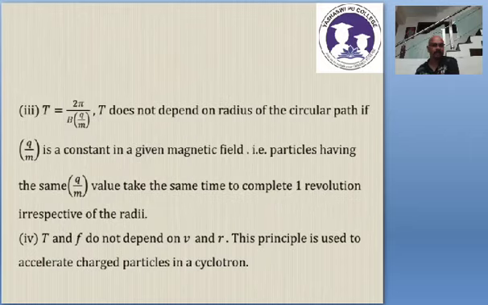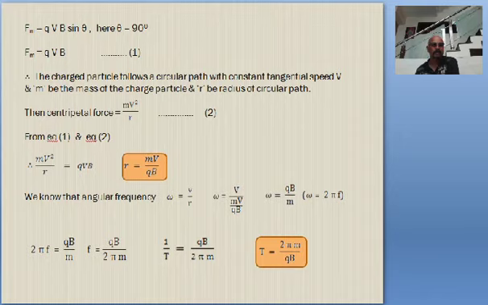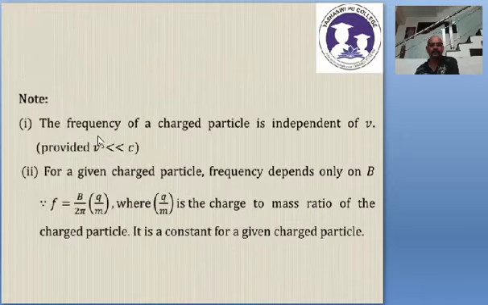Okay, fine. Before we go to the next case, just check this one. The frequency of the charged particle is independent of velocity. You just remember this because we need it in the concept of cyclotron. Therefore, remember this. The frequency of a charged particle is equal to QB divided by 2 pi m.